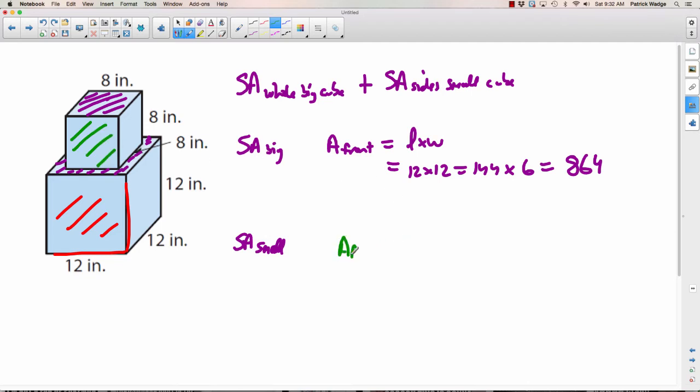So the area of the front of the small one. It's a square, so side squared or length times width. How much is this? Well, it's the same as this. It's 8 by 8. So 8 times 8 is 64.